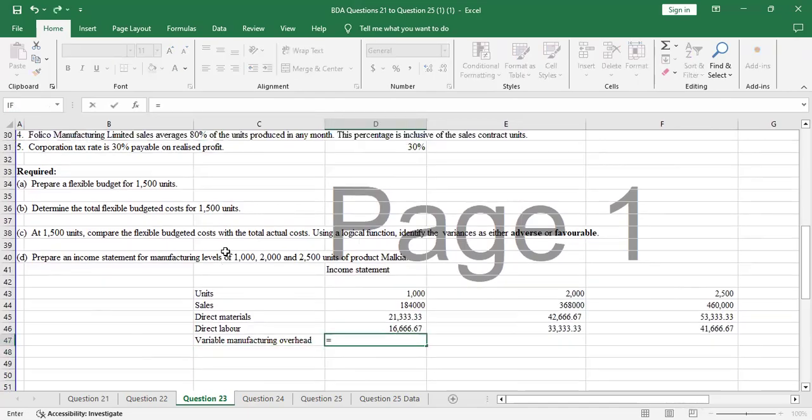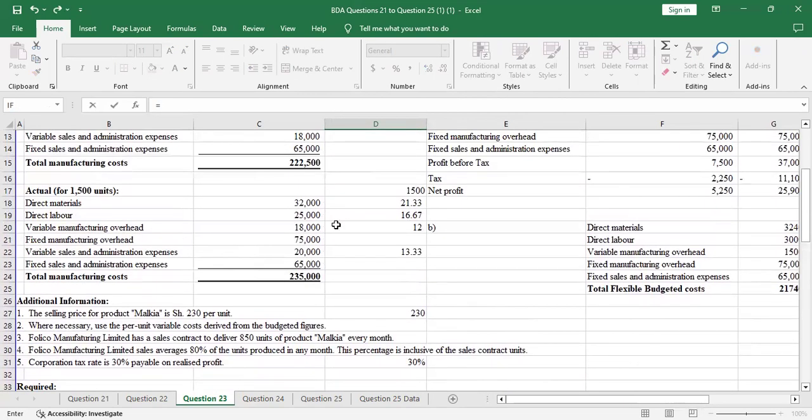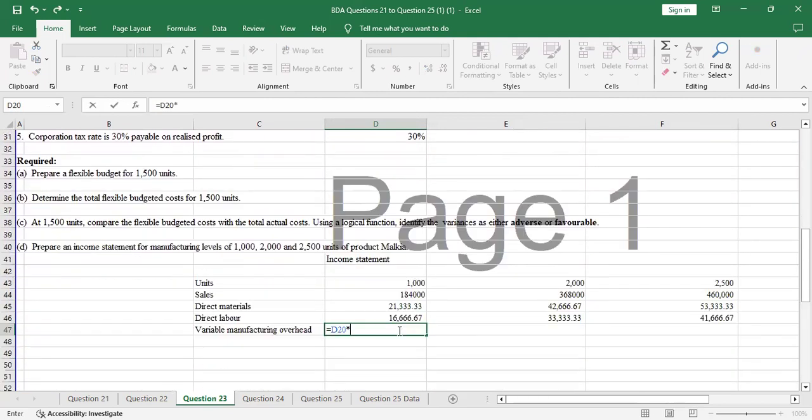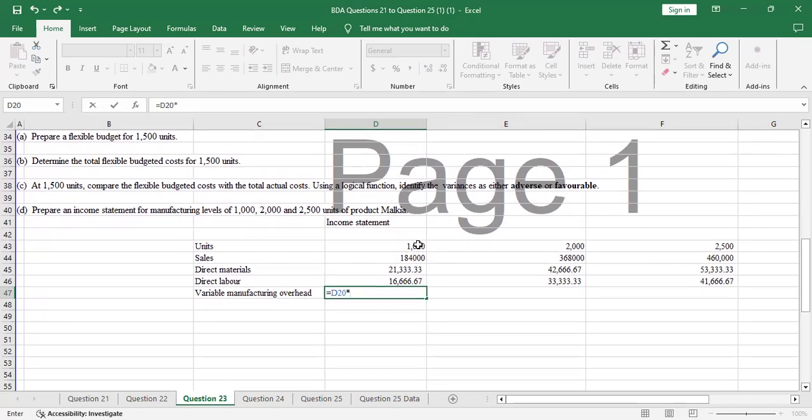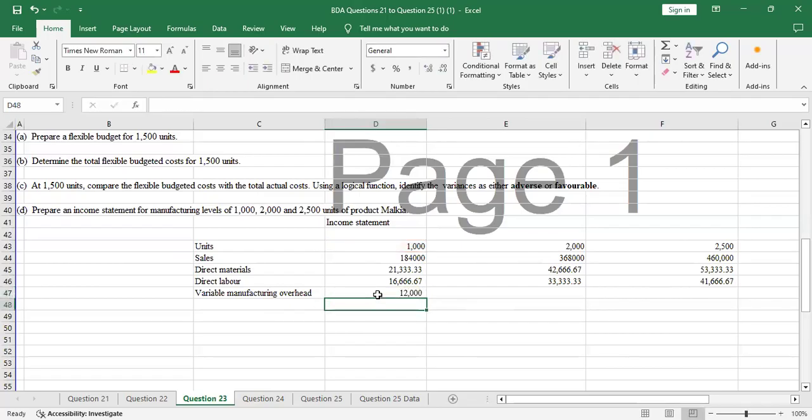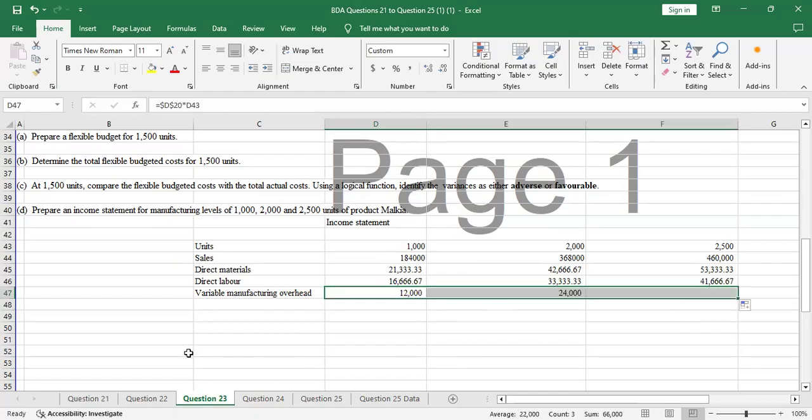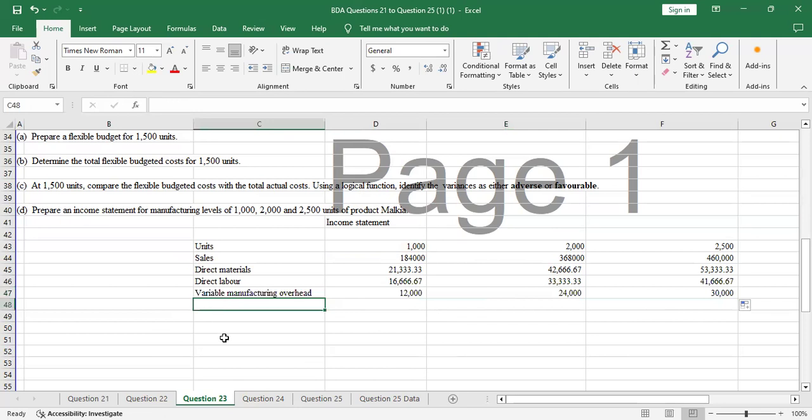I'll pick the cost per unit, because these are variable costs. So 12 times the number of units produced and sold. I'll lock that again, then I'll enter. Then you just drag, and the values will appear there automatically.